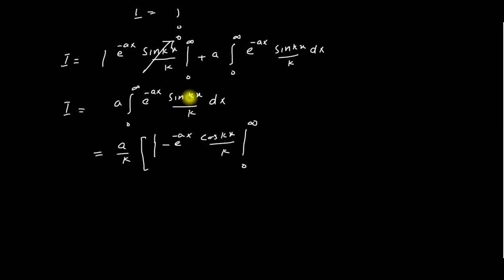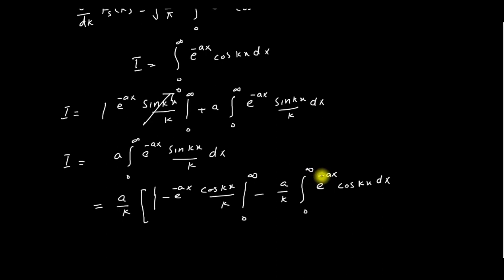Here the integration of sin kx is equal to minus cos kx. So we will get minus cos kx divided by k, minus a divided by k integration from 0 to infinity e to the power minus ax cos kx dx. Now friends, if we look at this integration, it is equal to I.